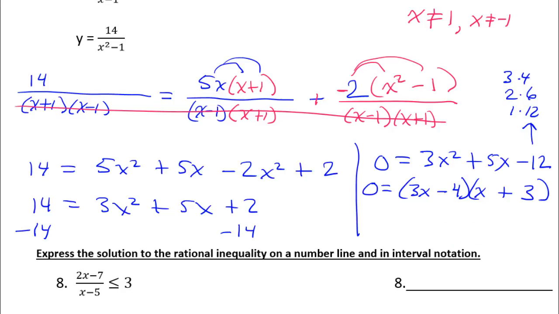Now I'm just going to set each of these equal to 0. So if I set 3x minus 4 equal to 0, and I set x plus 3 equal to 0, I'm going to get x is equal to 4 over 3. I added 4 divided by 3, so 4 over 3. And here I'm going to get x equals negative 3. So these are the two solutions to this equation.